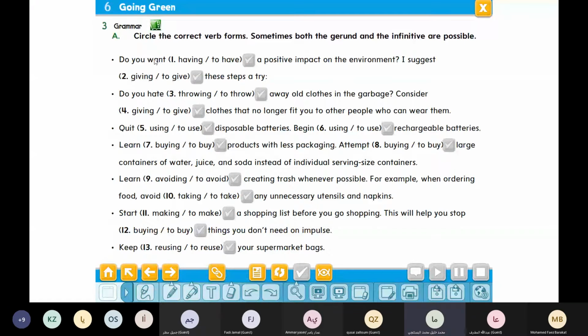Do you want? Here want must be followed by what? Full infinitive. And suggest must be followed by giving. Number 2. Sometimes here we have both the gerund and infinitive possible. What about number 2? Who wants to continue?